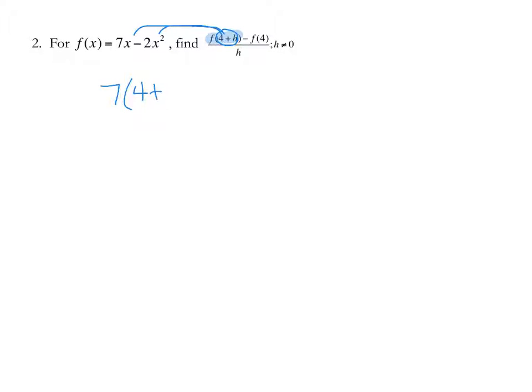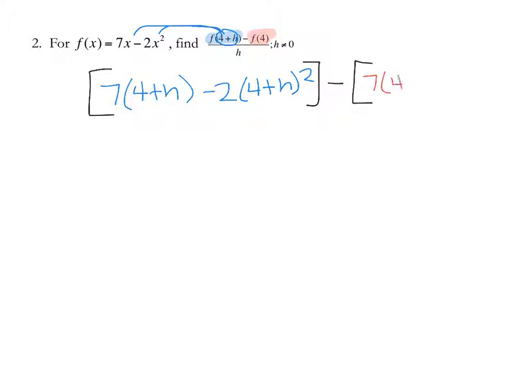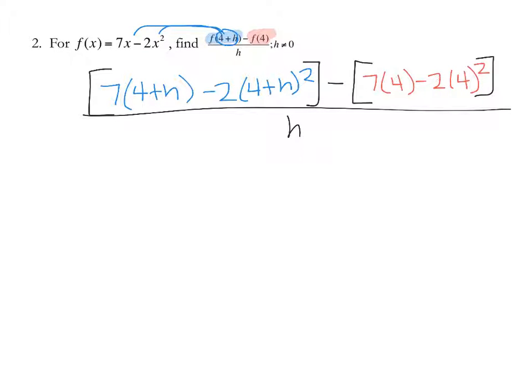So this is going to change to 4 plus h, and then it's going to be minus 2 times 4 plus h squared. I'm going to put brackets around that because that's my first part. Minus, I'm going to start with brackets for the second part. And this is f of 4. So that means I need to take 4 and plug it into each spot. So it's 7 times 4 minus 2 times 4 squared, all over h. And now we're going to simplify the algebra in here.